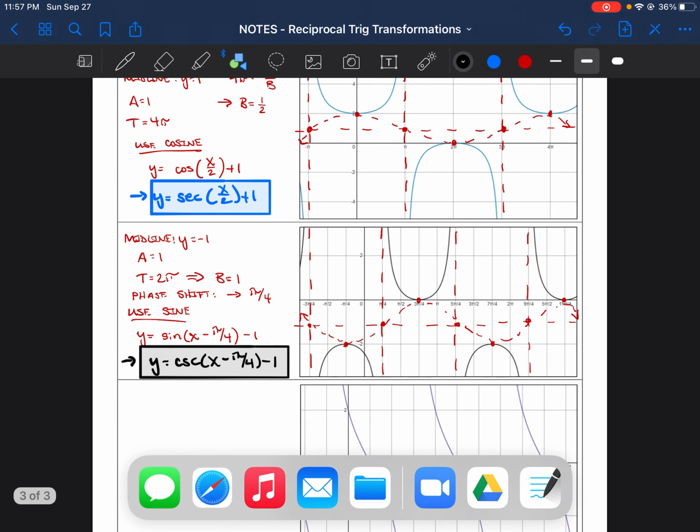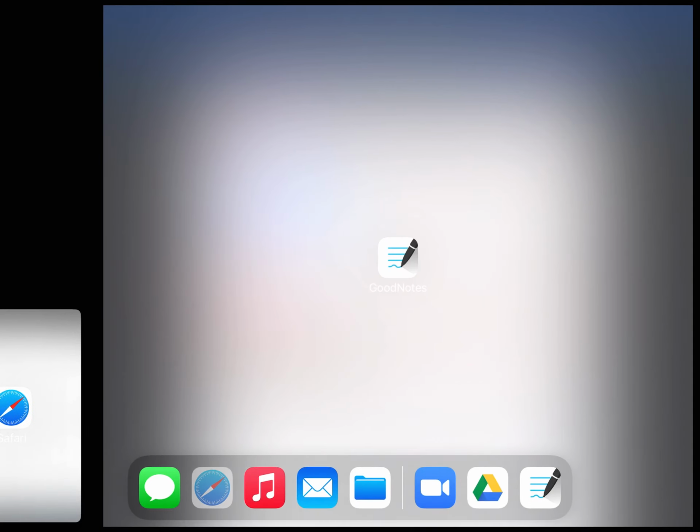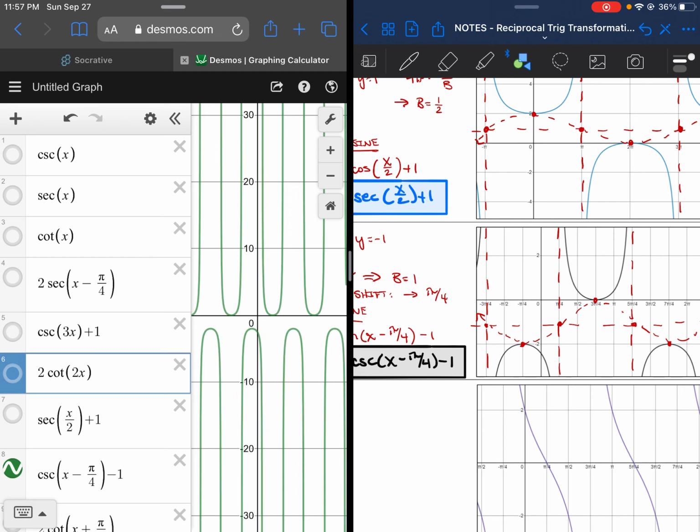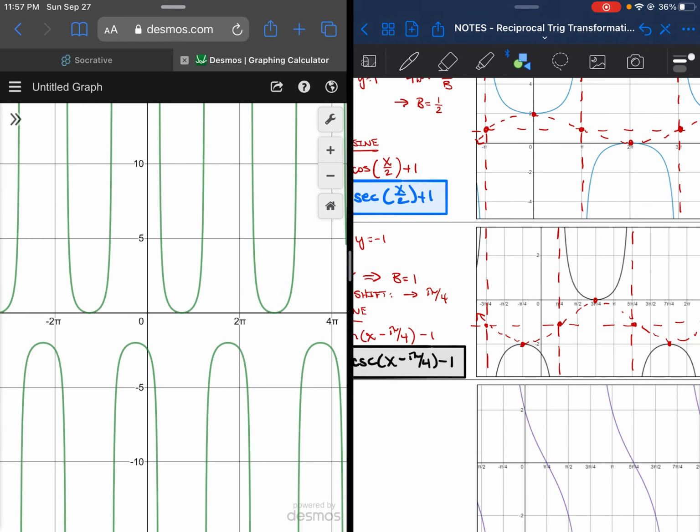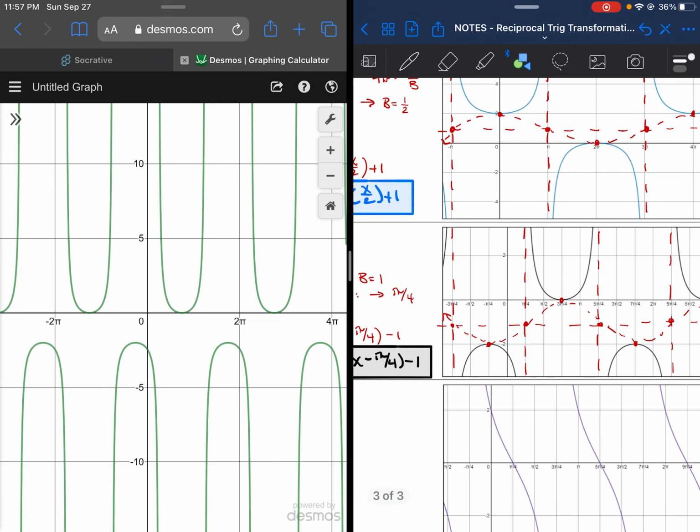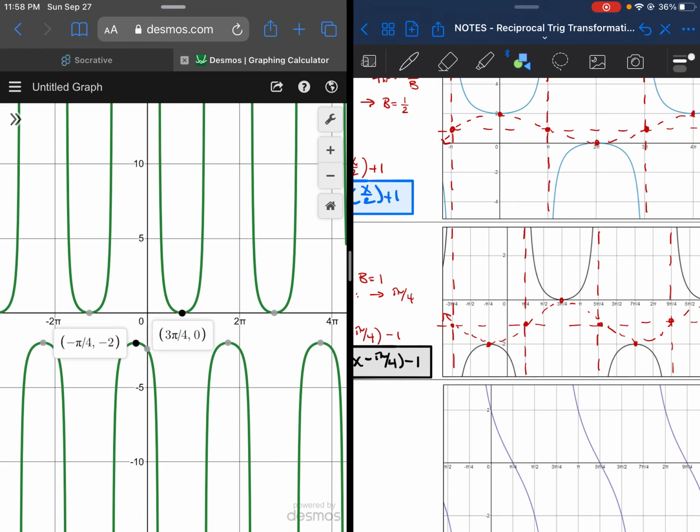All right, so once again, let's go check this with Desmos real quick. Cosecant x minus pi over 4 minus 1. And we're looking for points like negative pi over 4, negative 2. We're looking for points like 3 pi over 4, 0. We'll check one more, maybe 7 pi over 4, negative 2.